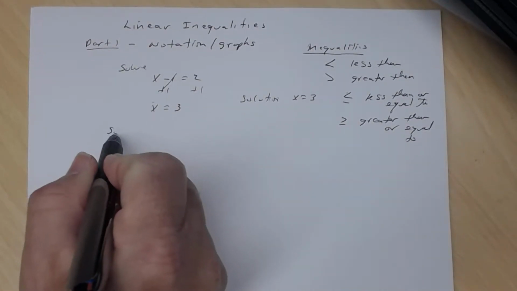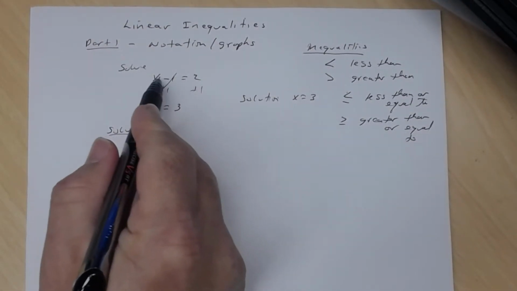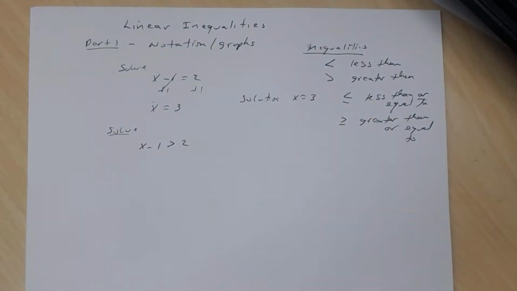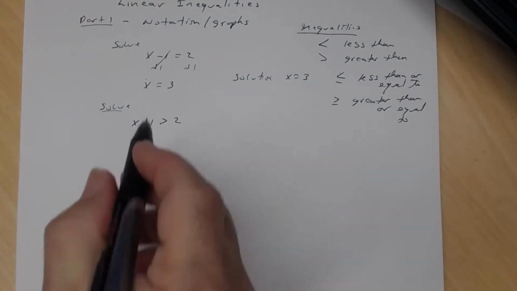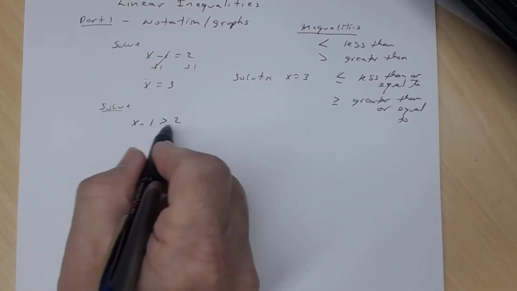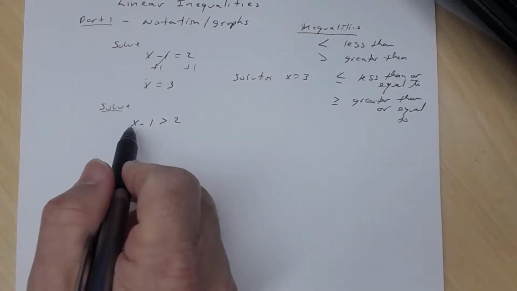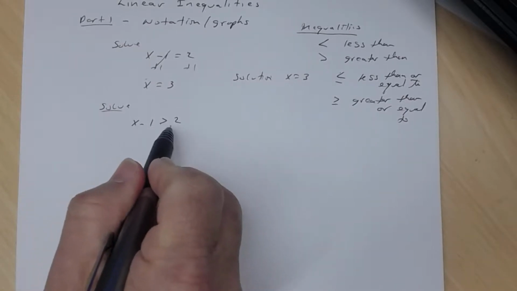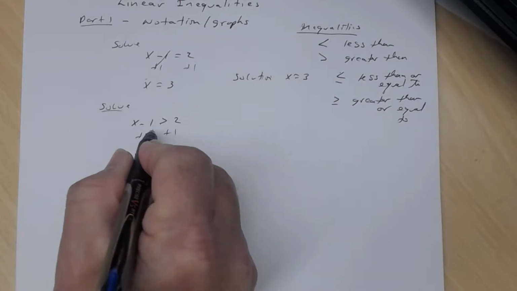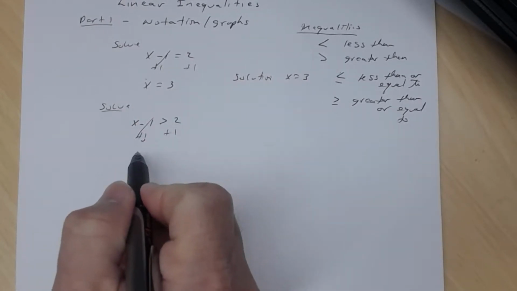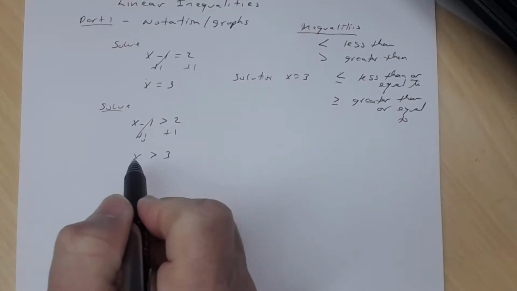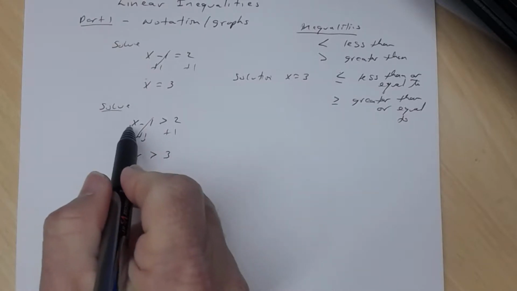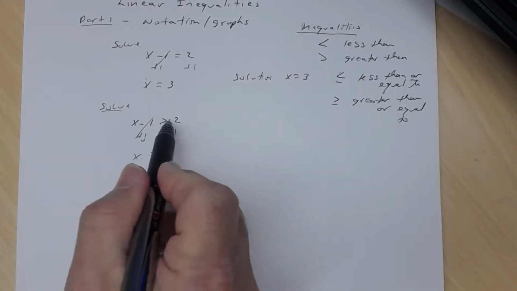Now let's suppose we wanted to look at this inequality. Same expression, except this time we're going to say greater than 2. So again, we're trying to solve this linear inequality. We're trying to find what numbers I can plug into x so that the left side will be bigger than 2. Still using the addition property of equality, and then combining like terms, you get x is greater than 3. Now what we found here was that any number bigger than 3 is a solution to this inequality.